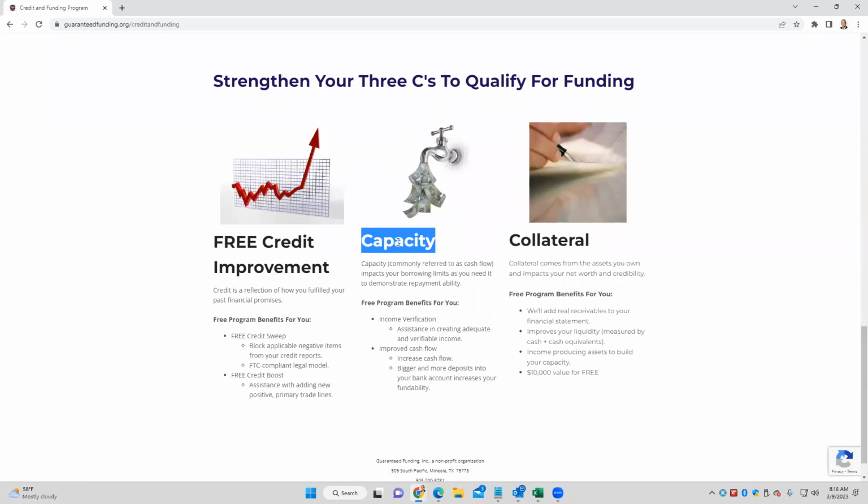It's 50, 60,000 a year. She has limited borrowing capacity. But what we're going to do is flip that over, make that about 250, 275,000 a year. And now she has lots of borrowing capacity. So we can help clients by income verification and improve cash flow.